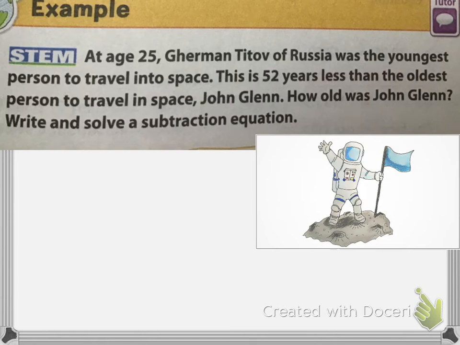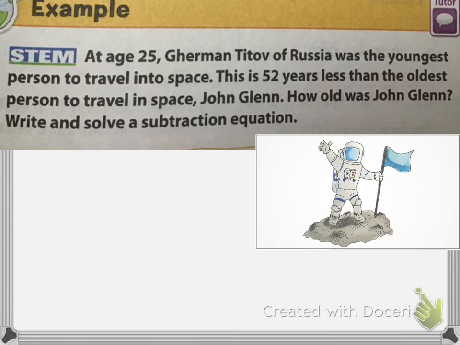Let's think about this one. At 25, Gerasim Titov of Russia was the youngest person to travel into space. This is 52 years less than the oldest person to travel into space, John Glenn. How old was John Glenn? So write and solve a subtraction equation.